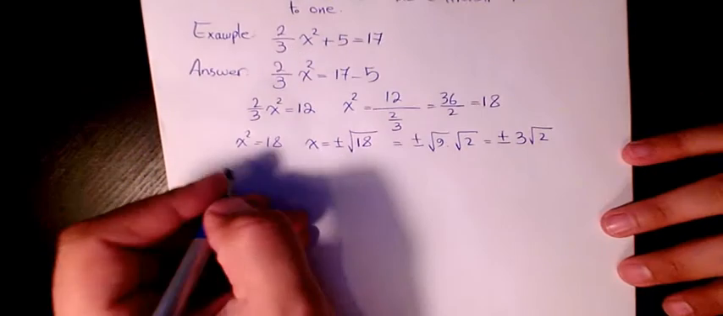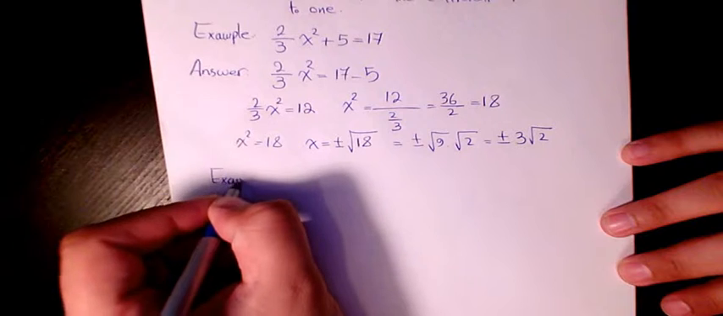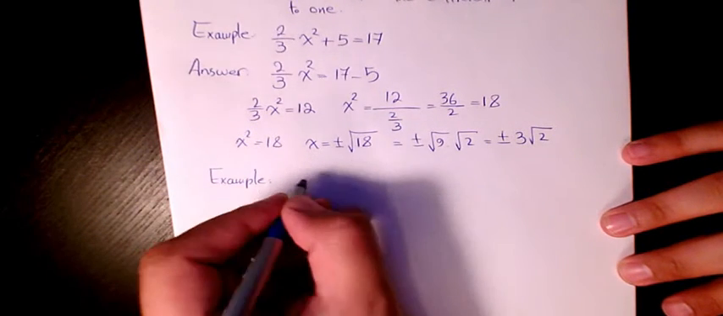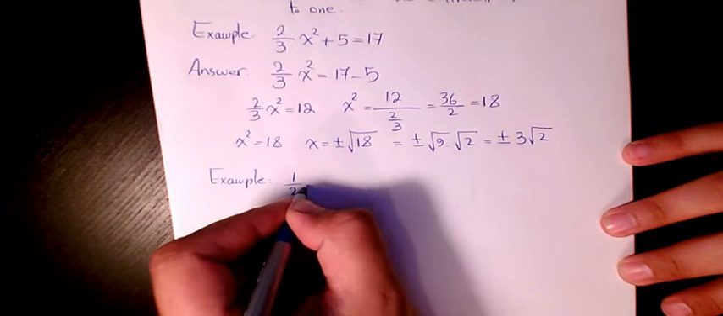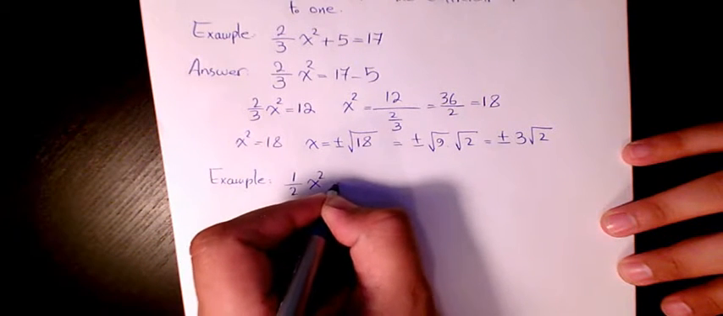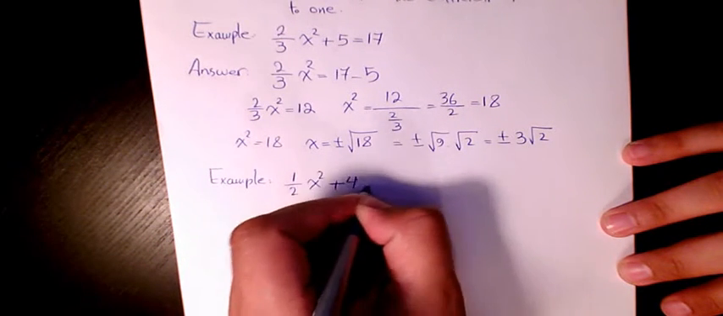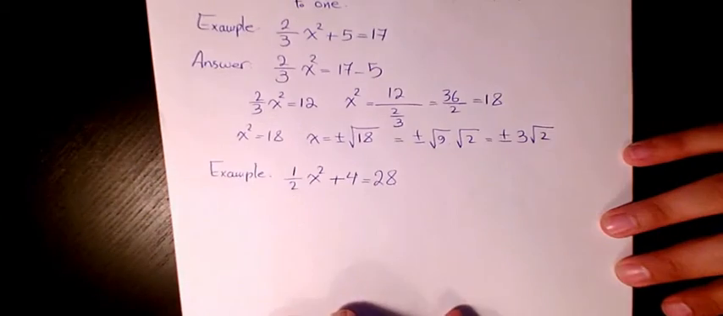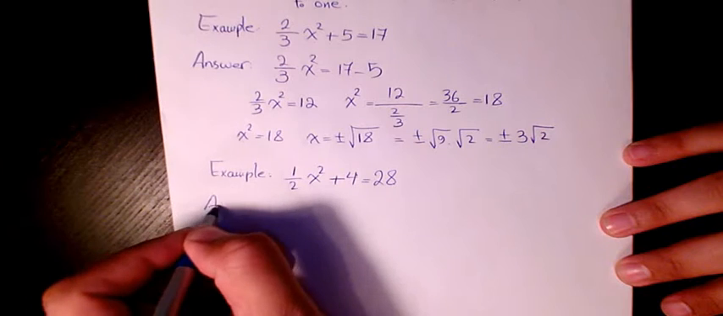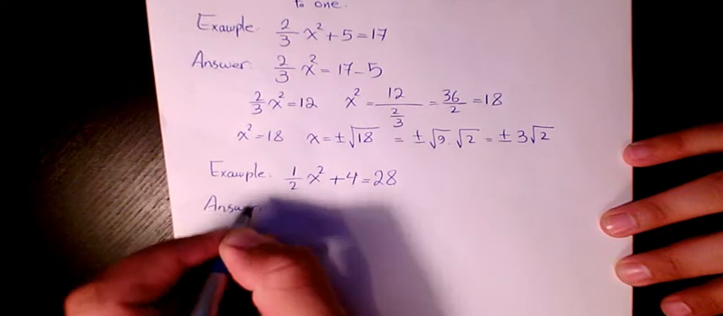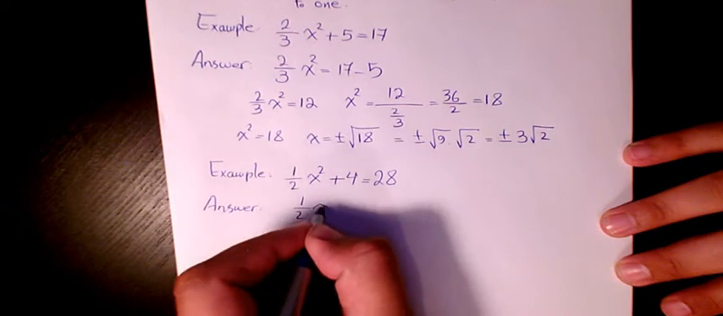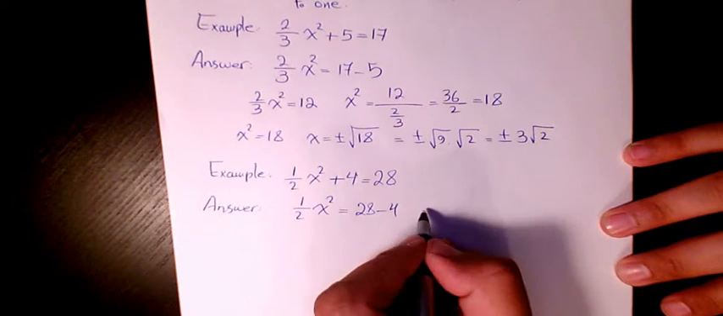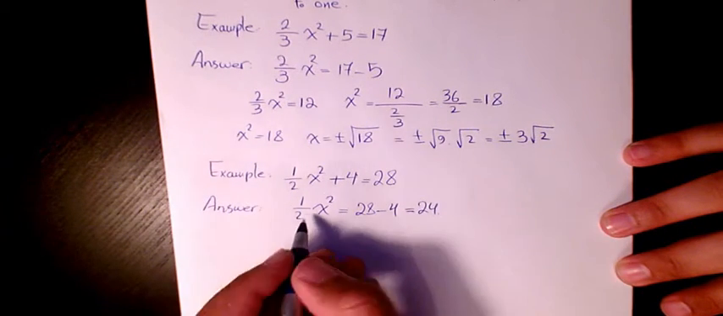Next example. 1/2 x squared plus 4 equals 28. The answer is, 1/2 x squared equals 28 minus 4, which will be 24.